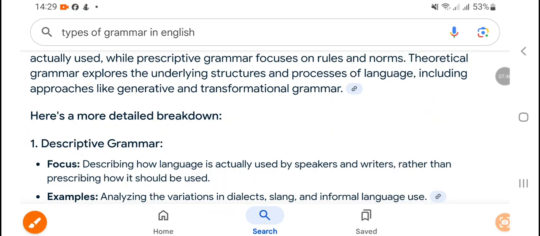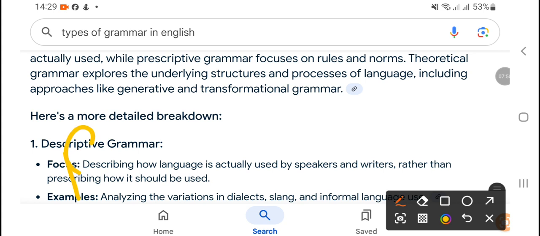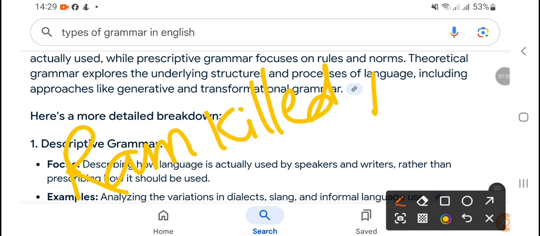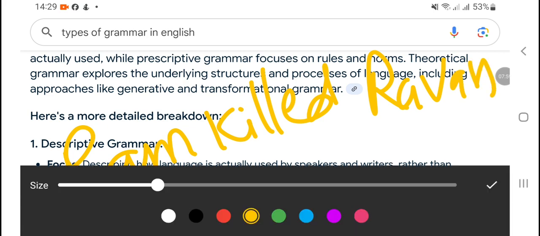Example, a very simple example, always keep it in mind: Ram killed Ravan, right? Here, what is the noun?